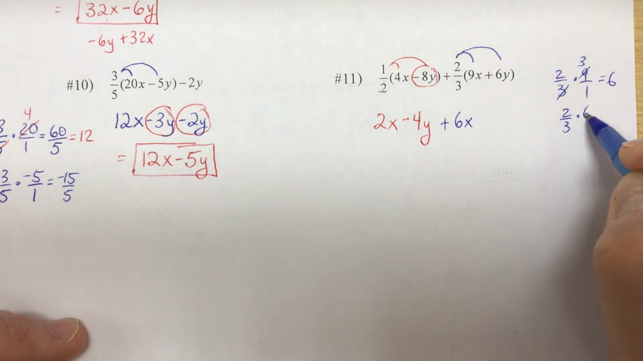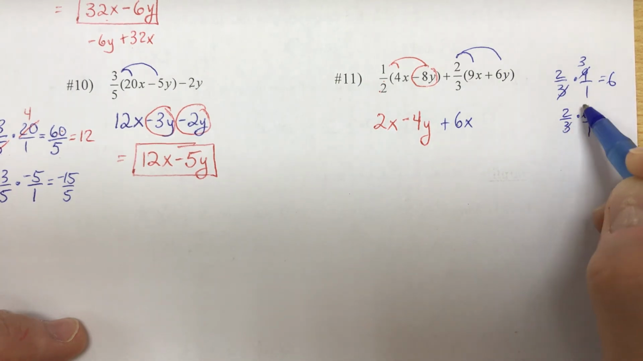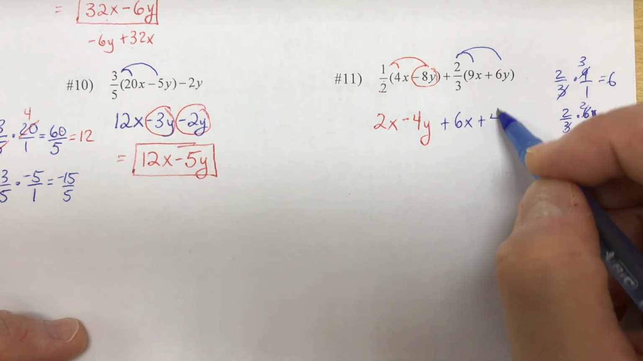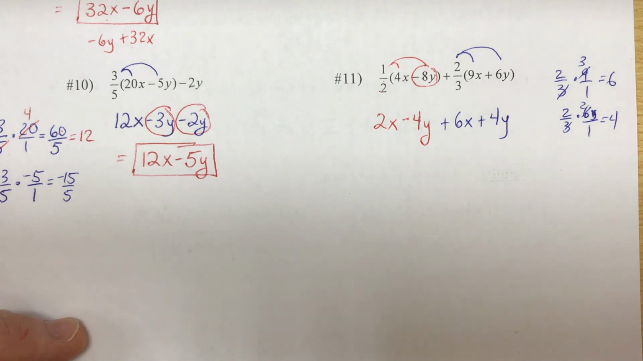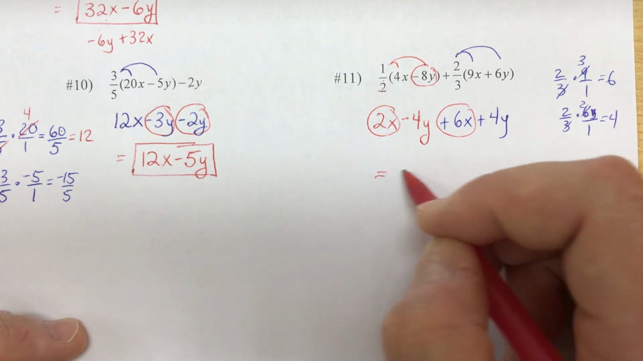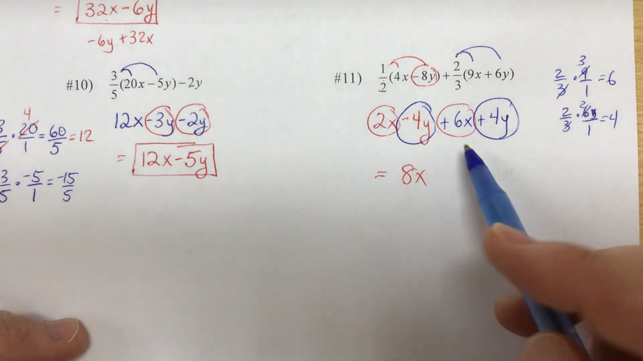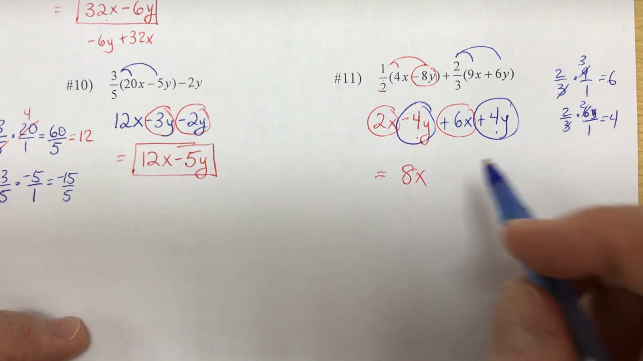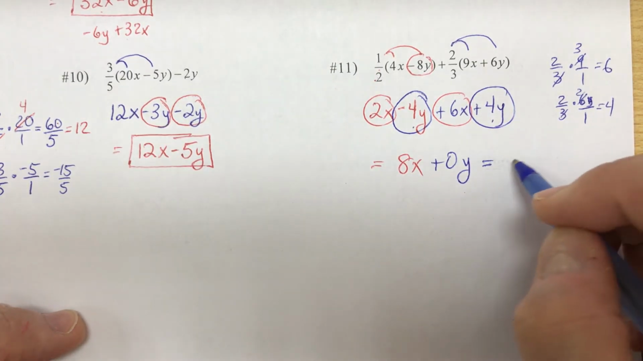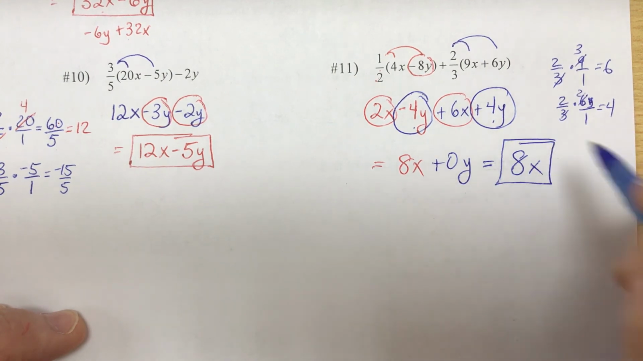And then 2/3 times 6y. I can do 6 divided by 3 is 2. And 2 times 2 is 4. That would be 4y. I put the y there. Plus 4y. And then the last thing we'll do is add our like terms. So 2x plus 6x is 8x. Now, negative 4y plus 4y, when we add opposites, we get 0. So you can say plus 0y, that's the additive inverse, but we don't need to put 0 there, it's just 8x. And that is the end of the notes.